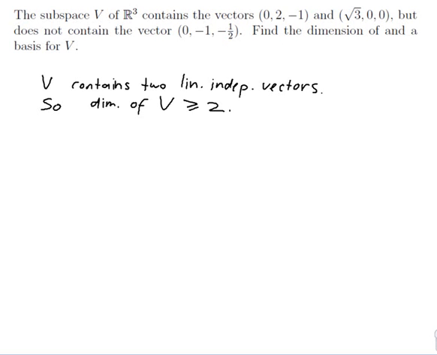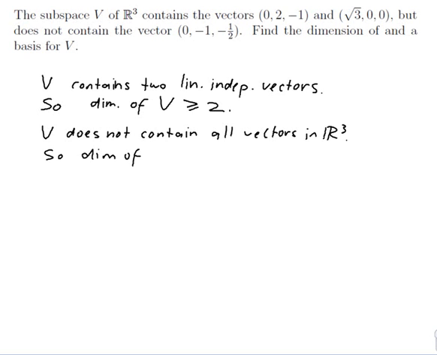So let me write that down. V does not contain all vectors in R3. So the dimension of V is not equal to 3. Therefore, the dimension of V is equal to 2. So we've found the dimension. That's good. So that means it must be a plane.